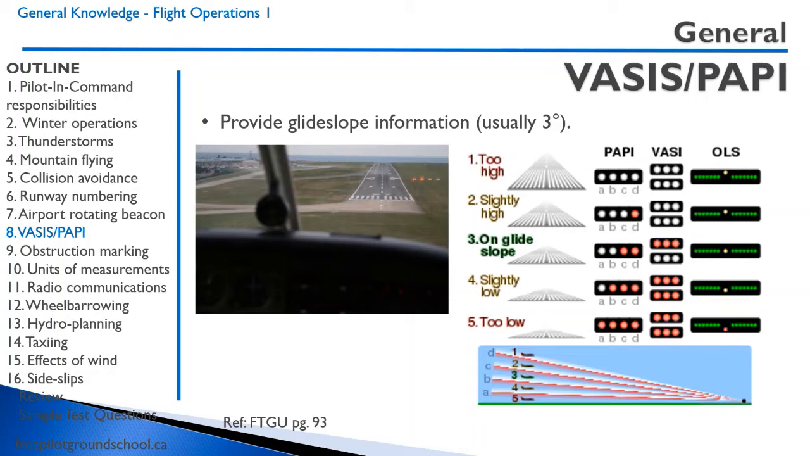If we look at the PAPIs, usually they're aligned at 3 degrees, which is a normal approach path for a large aircraft. A PAPI is 4 lights side by side. If they're all white, you're too high. If you're on slope, they are 2 white and 2 red. And if you are too low, they're 4 red. The VASIs are 3 on top of one another. VASIs are less common now, and you want to see a red set of lights on top and a white set of lights below.